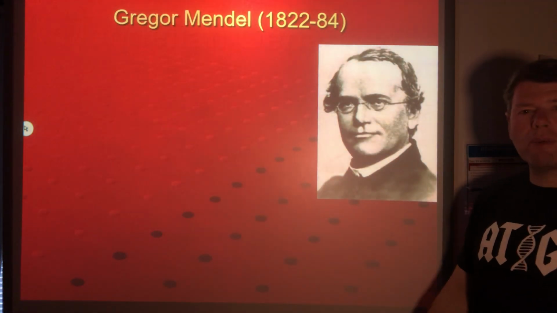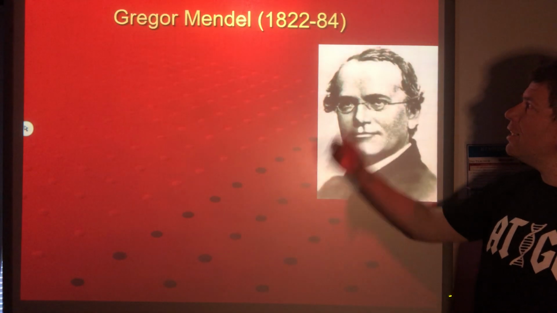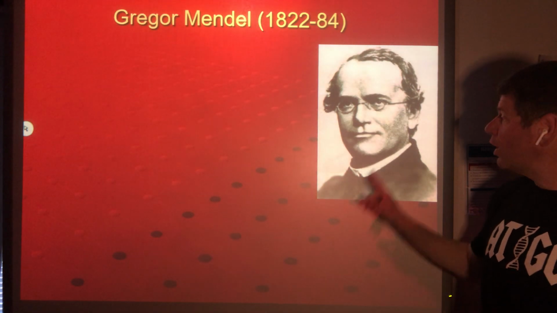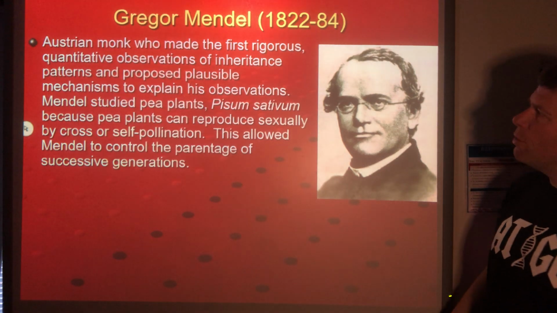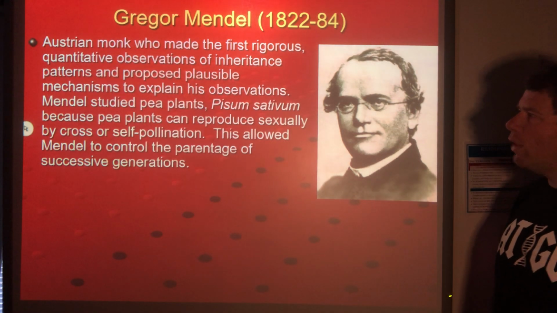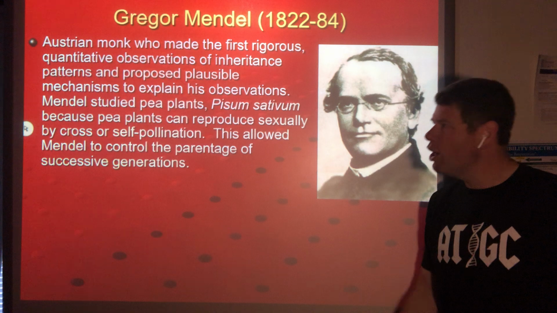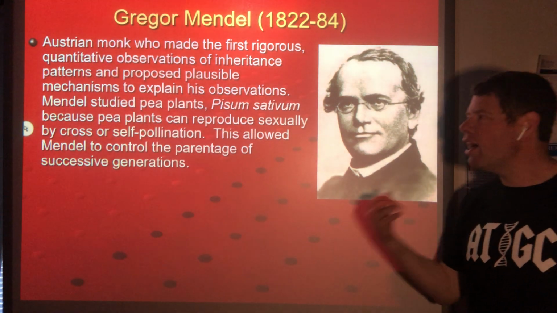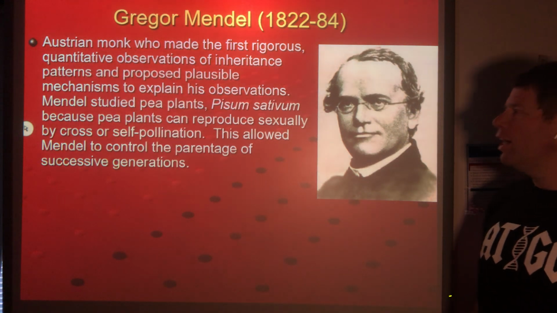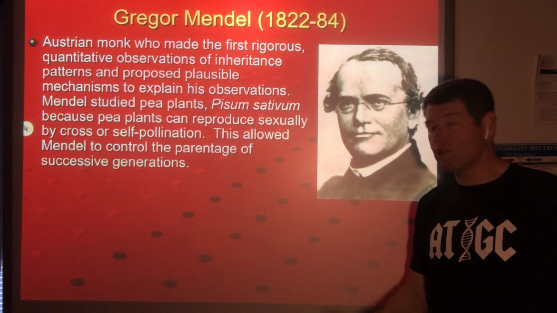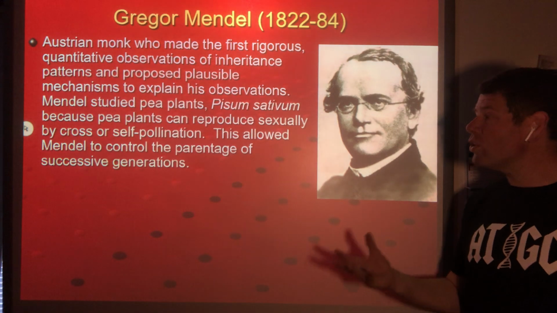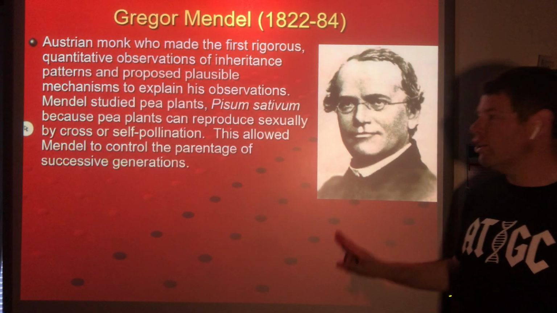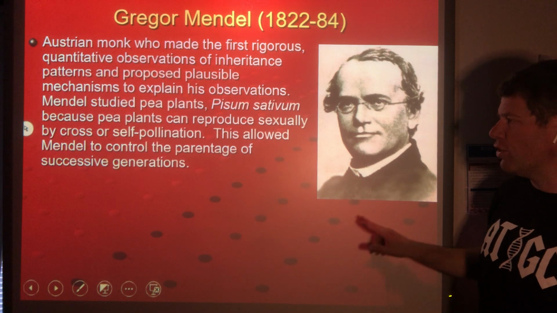All right, as promised, here we go. Here's Gregor Mendel, 1822 to 1884, so we're talking about a couple hundred years ago. He was an Austrian monk, and he made the first rigorous quantitative observations of inheritance patterns, and proposed plausible explanations for his observations. I told you he loved the pea plant, Pisum sativum, because pea plants could reproduce sexually by cross or self-pollination. So it allowed Mendel to control the percentage of successive generations.